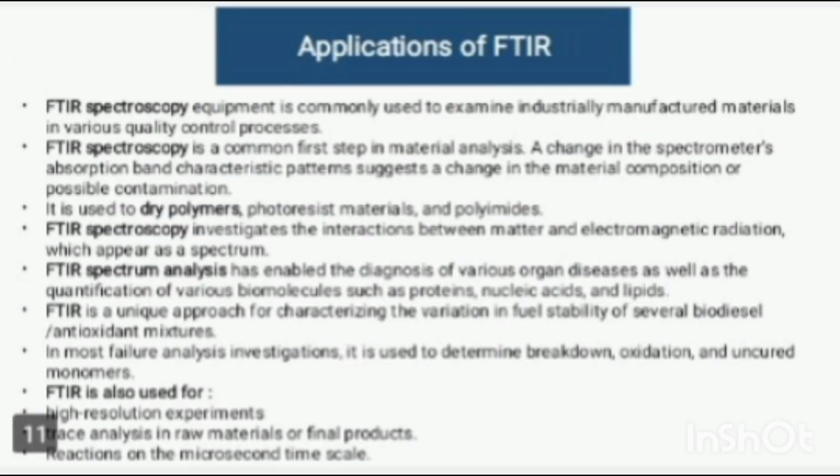expertise. Applications of FTIR include: FTIR spectroscopy equipment is commonly used to examine industrially manufactured materials in various quality control processes. FTIR spectroscopy is a common first step in material analysis. A change in the spectrometer's absorption band characteristic pattern suggests a change in the material composition or possible contamination. It is used to dry polymers, photoresist materials, and polyimides.